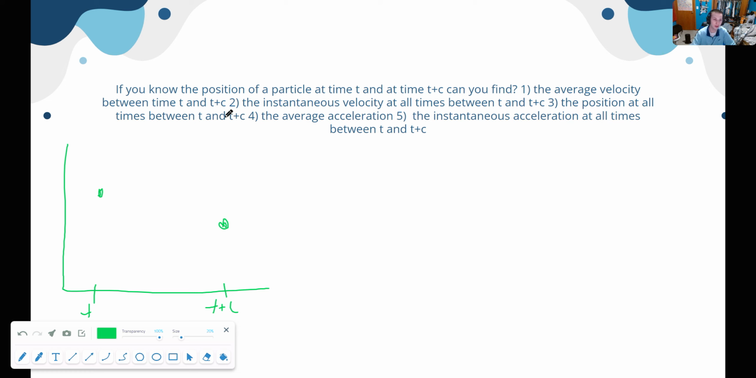So 1, the average velocity between time t and t plus c. If you remember from the kinematics episode, the average velocity is just equal to the displacement over the change in time. Okay, and we know what the change in displacement is. We know what the change in time is. So bam, you can totally find the average velocity given the information that we know.